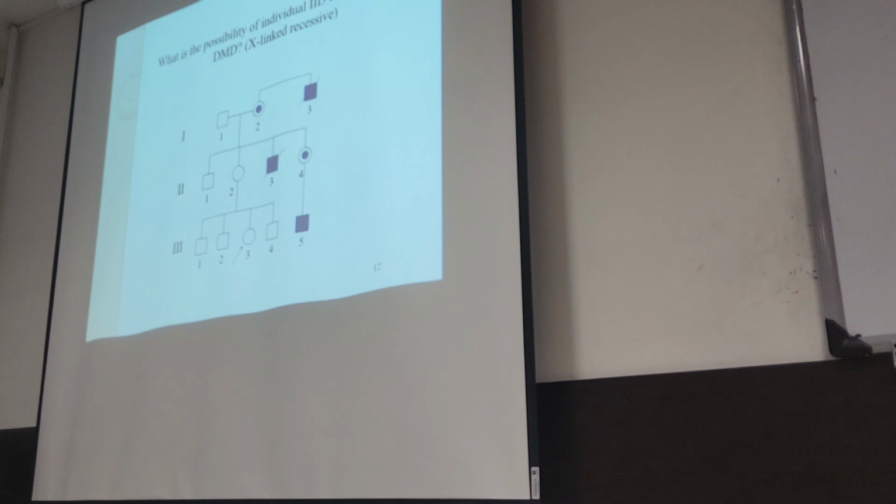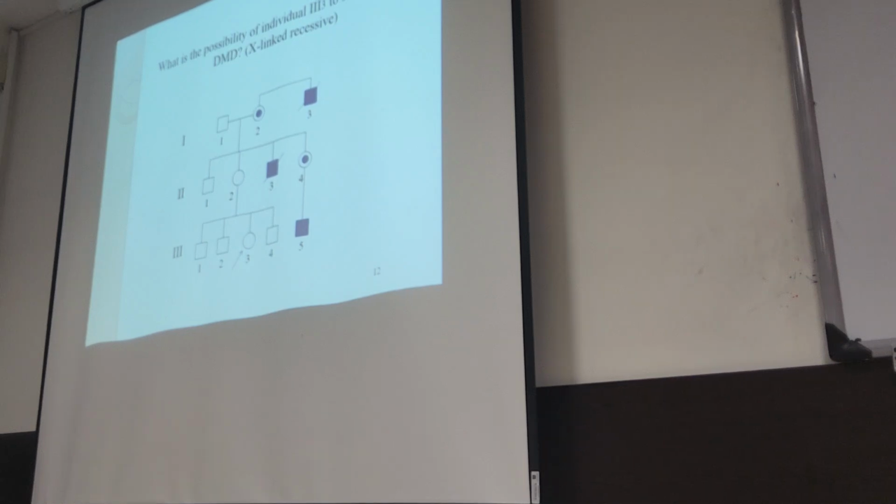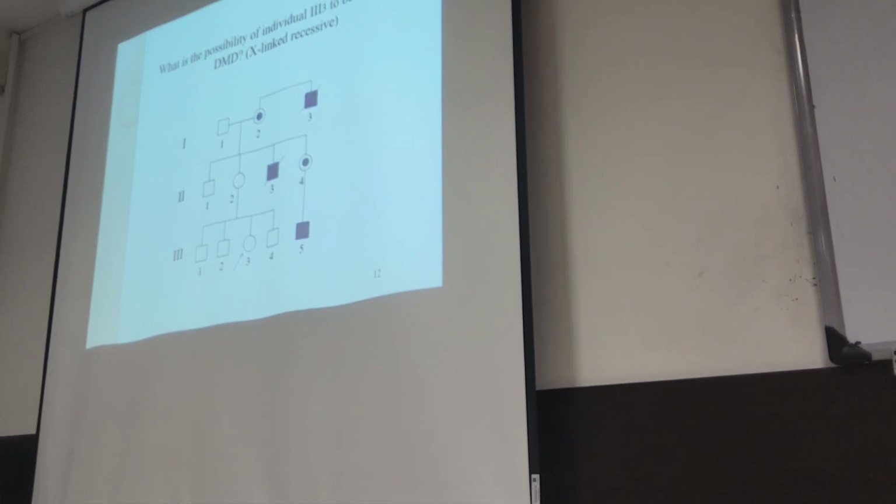Do you want to know whether 3 is a carrier? We want to know whether 3 is a carrier or not. We should know if 2 2 is a carrier or not. 2 2. How? Prior probability. So, and then, what's the prior? Of course, 2 1 over 2. Why 1 over 2? Of course, well, she is affected.